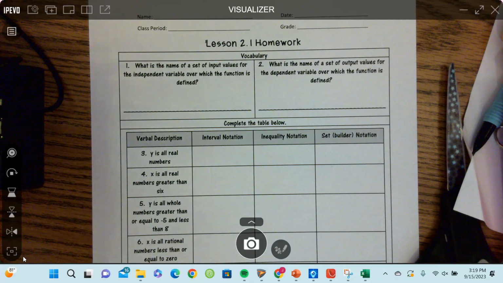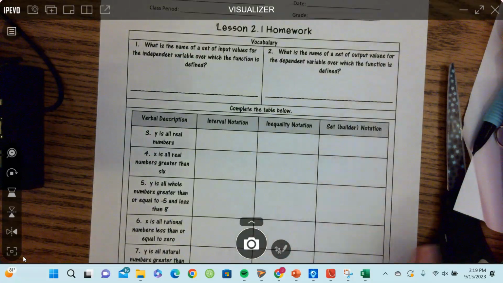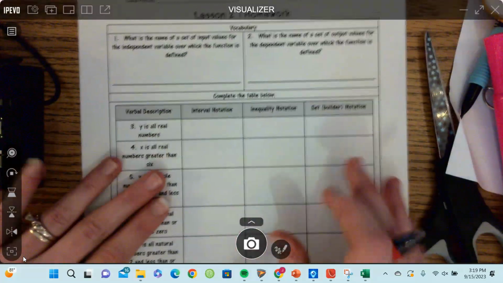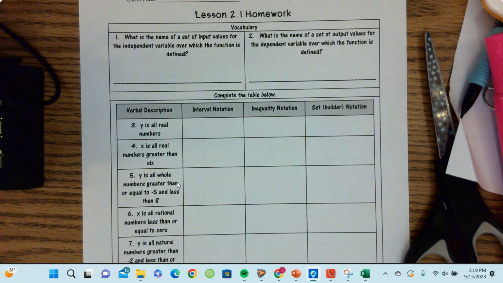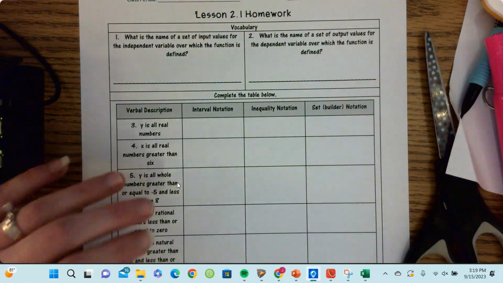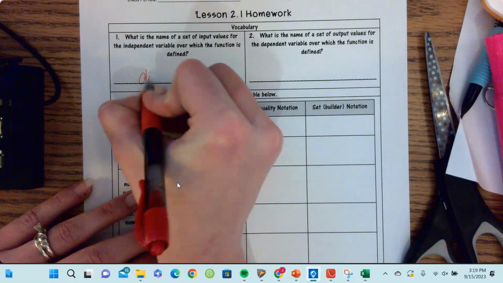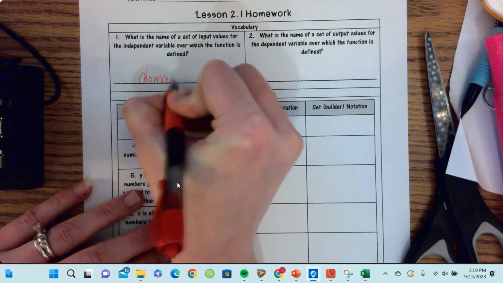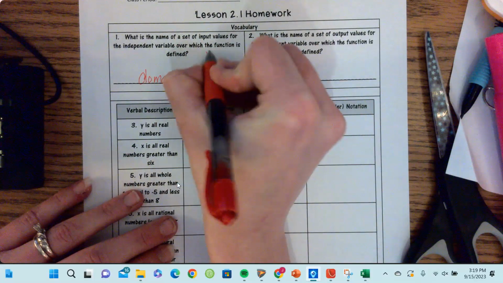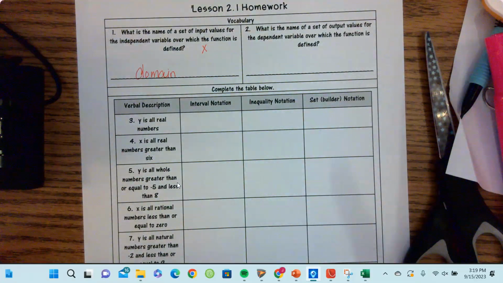Alright, this video is for the lesson 2.1 homework. We're doing domain and range today. So number one, what is the name of a set of input values for the independent variable over which the function is defined? That's the domain. So independent, the x's, that's all domain.